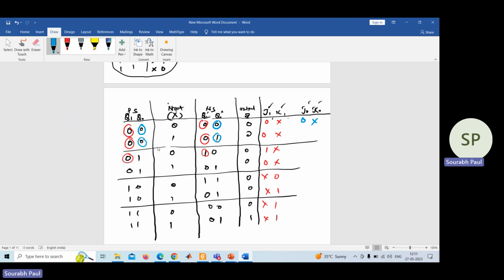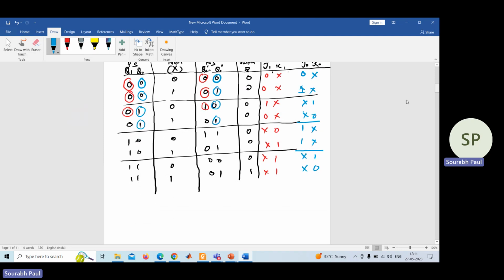With this one, 0 to 1 means 1x. Okay, and then x1. So I'm writing down all the values. So x1. Then the same thing you need to follow for this bit, so it will be x0. I'm writing down all the values: 1x, 1x, x1, x0. So our table is ready.